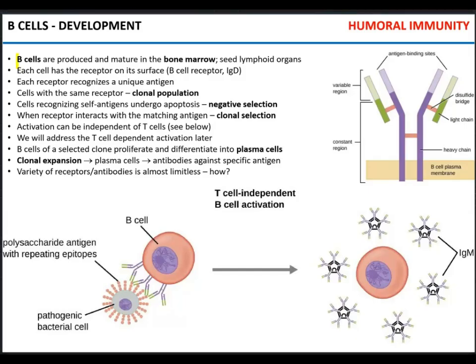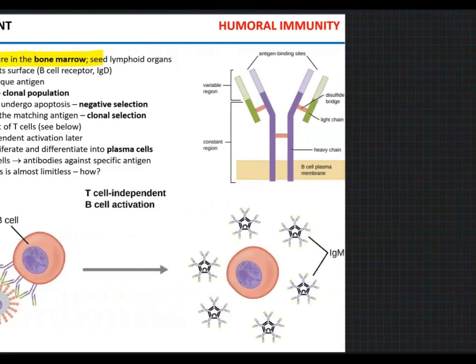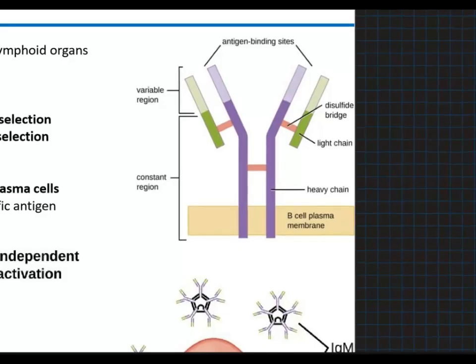As we mentioned, B cells are produced and mature in the bone marrow. And on their surface, B cells have the B cell receptor, also known as immunoglobulin D.